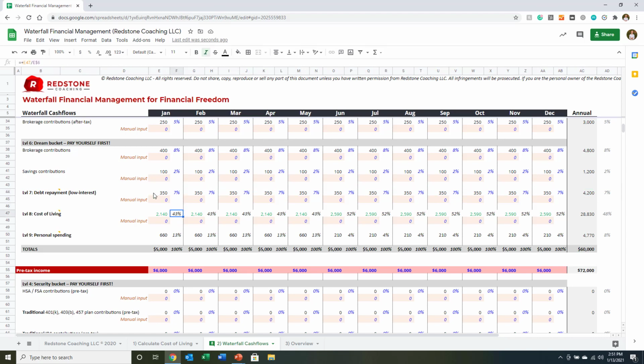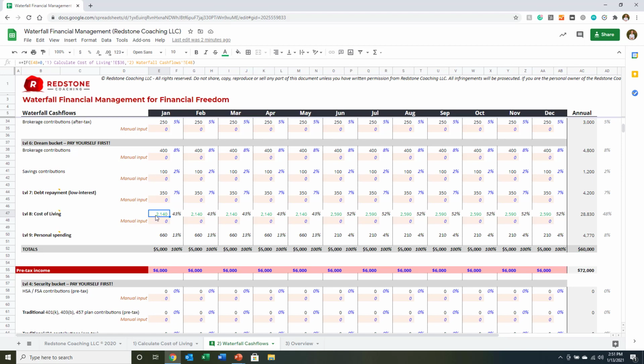And then your cost of living. So see here that this is green. So we talked about how anything that's blue text is a manually input number. Anything that's black is a formula. So these are all formulas. Well, anything that's green means that it's linking to another tab. So you can see here where it says calculate cost of living. Well, calculate cost of living is this tab.